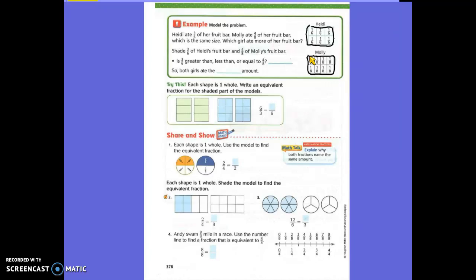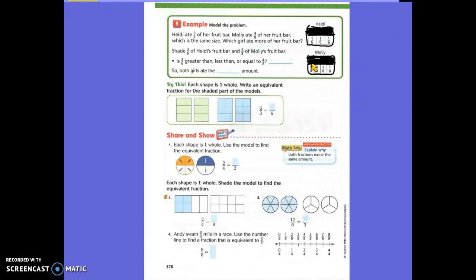So let's shade 3 out of 6 of Heidi's. Shade 3 out of 6. And I would shade it all on one side, boys and girls. That makes it easier to see. 3/6. And then I need you to shade 4/8 of Molly's. Like I said, do it on the same side, please. All on the same row.